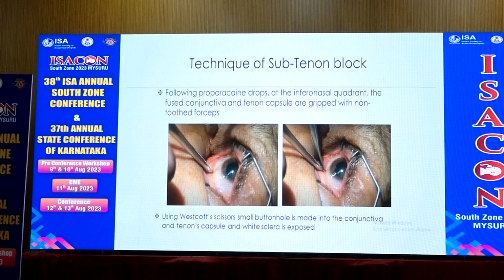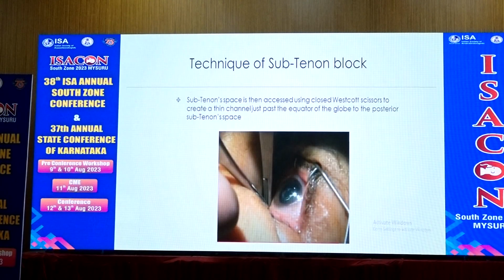Now, what is the technique to be followed? Instill a local anesthetic eye drop, that is proparacaine. Then the most preferred quadrant is the inferonasal quadrant. The fused conjunctiva as well as the tenons are gripped with non-toothed forceps. Then using Westcott scissors, you make a small nick into the conjunctiva and the tenon's capsule. Then with the closed scissors you should enter, so that we are creating a space up to the equator.